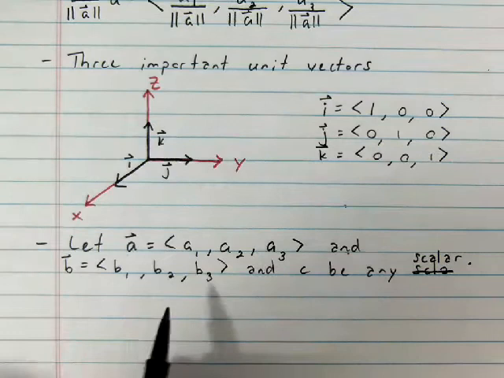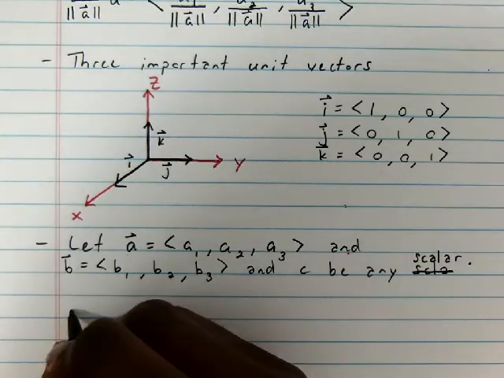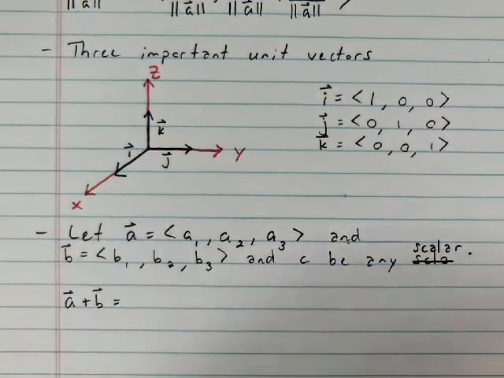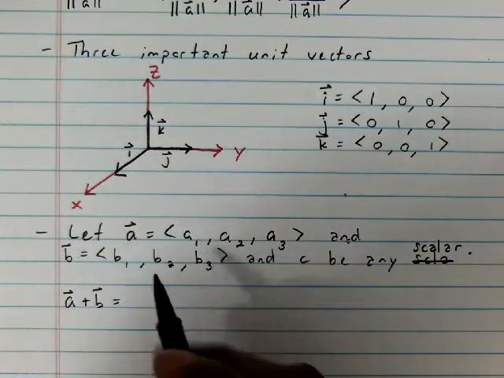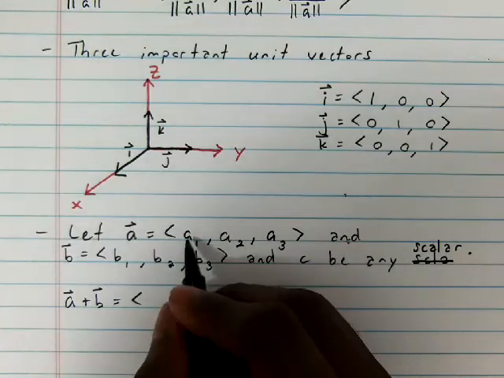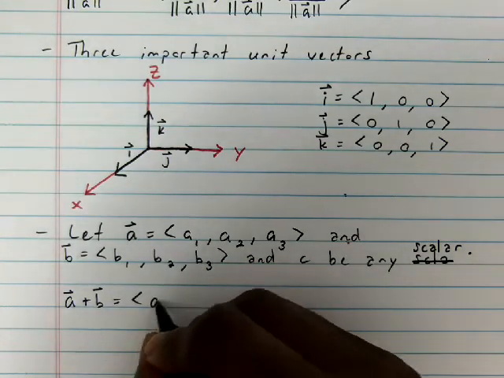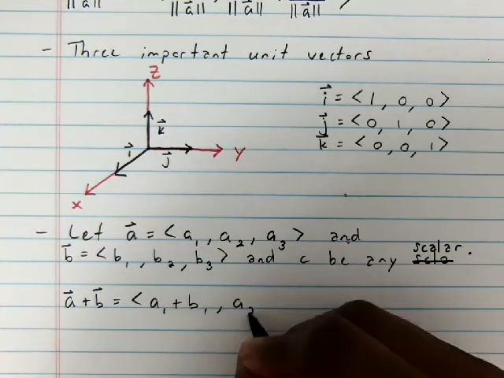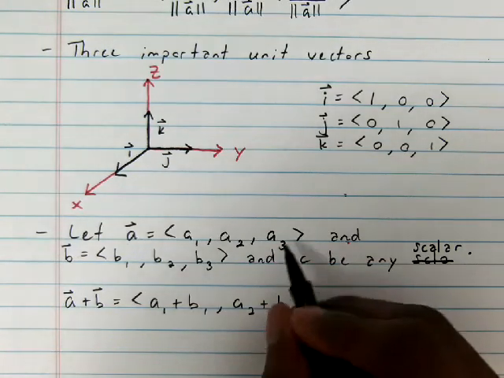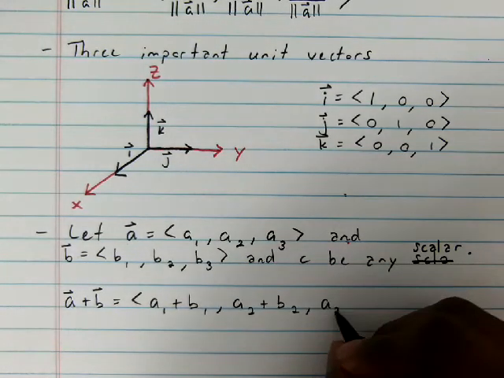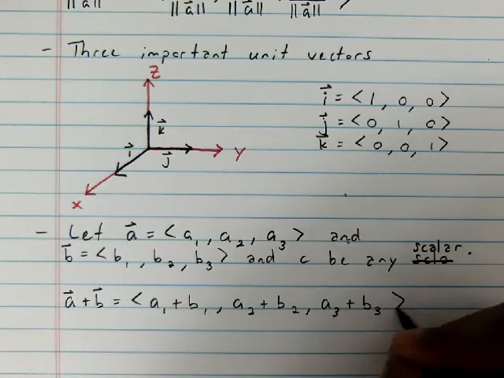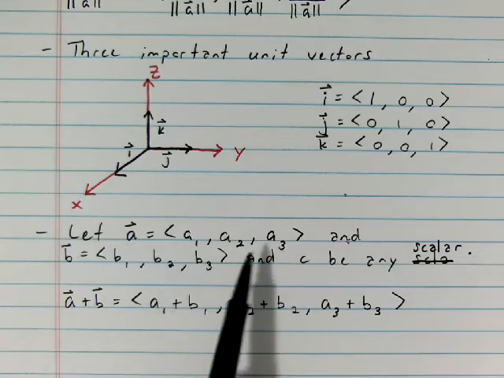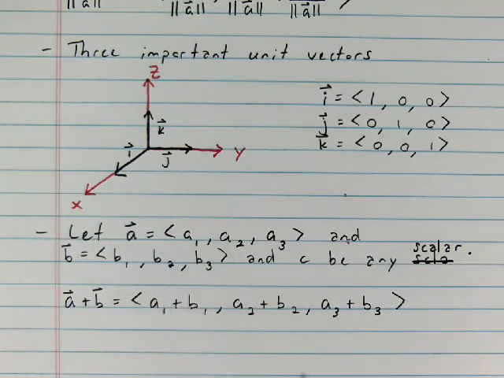All right, so first we'll talk about adding two vectors. So A plus B, and adding vectors is fairly straightforward. You just add the corresponding components and you get a new vector. So the first component is a1 plus b1, the second component is a2 plus b2, and the third component is a3 plus b3. So we add two vectors and we get a new vector whose components are the sums of the corresponding components in the two vectors we were given.